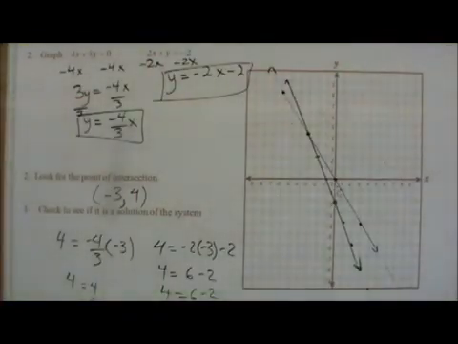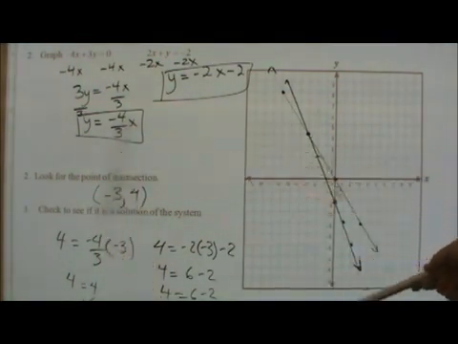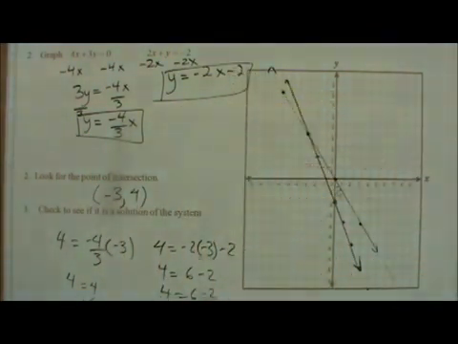All right, on the second example on the second page, you first need to rewrite your equations in slope-intercept form, and you should get the two boxed equations, y equals -4/3 x, and y equals -2x minus 2.